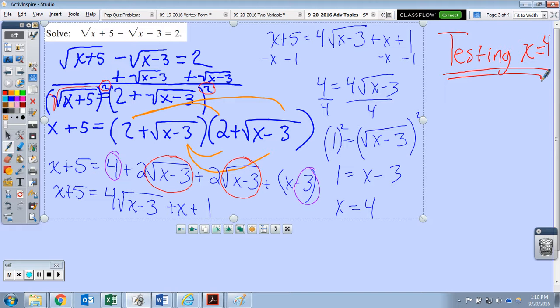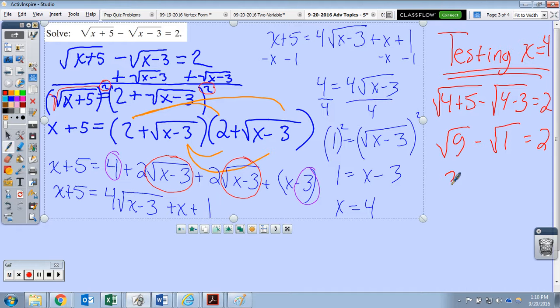Testing x equals 4. That's being plugged into the original equation. So I have the square root of 4 plus 5 minus the square root of 4 minus 3. And we're saying that this equals 2. So I have the square root of 9 minus the square root of 1. This is just the principal root, of course. So the square root of 9 is 3. The square root of 1 is 1. So I get a statement that is a true identity, so 2 equals 2. So this, in fact, is completely true. It's definitely a solution.